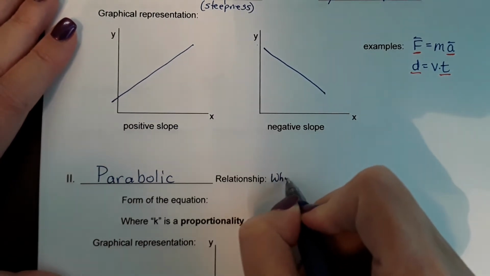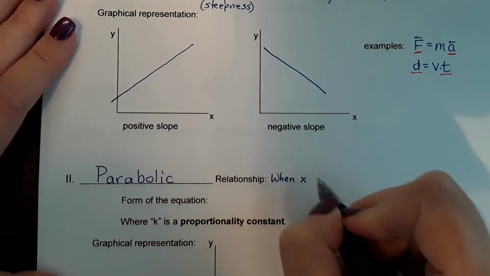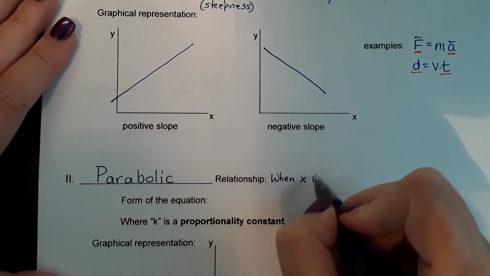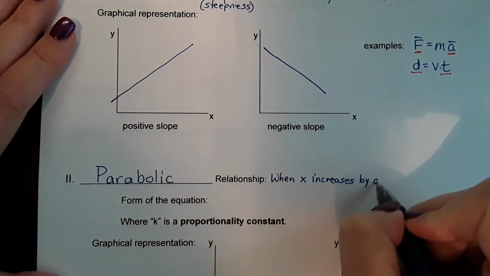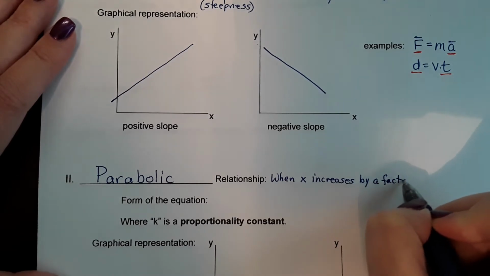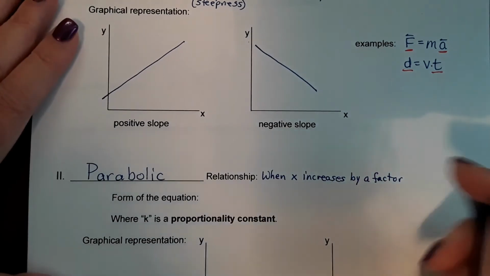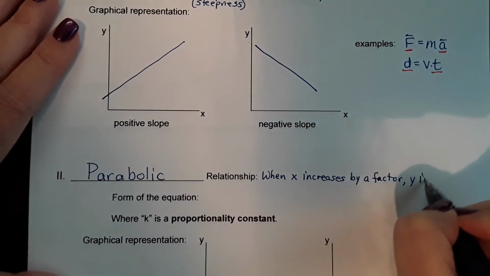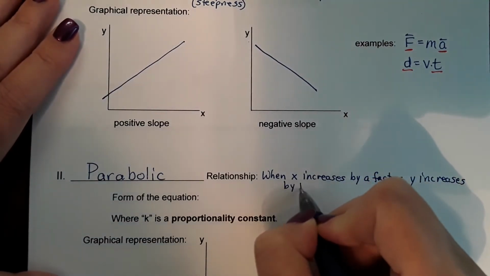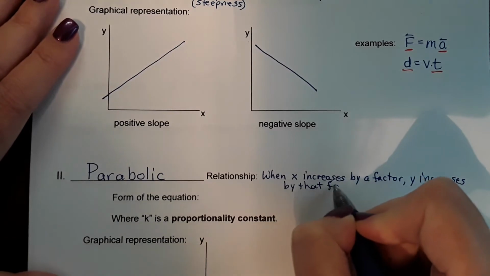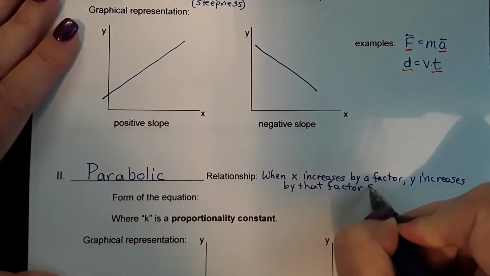Well, when x increases by a factor, say you double it, you multiply it by a factor of 2, then y increases by that factor squared.